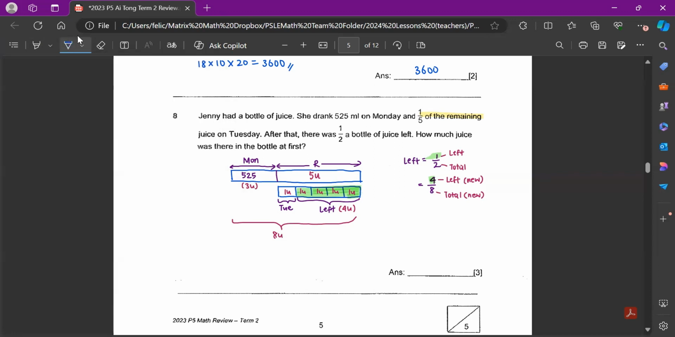So there you go. You can begin solving using that 3 units for Monday. 3 units is 525. Cross work out 1 unit. This works out to be 175 ml for 1 unit. So reading back the question, we want how much juice in the bottle at first. So at first is a whole stretch of 8 units. So just find 8 units. Okay, and that leaves us with 1,400 milliliters. You must write down your unit of measurement.